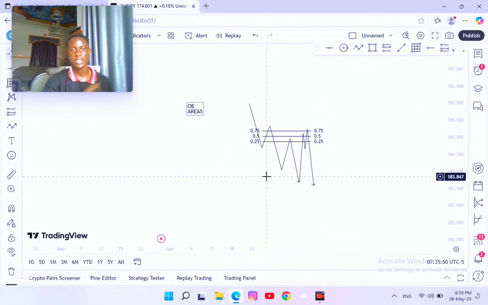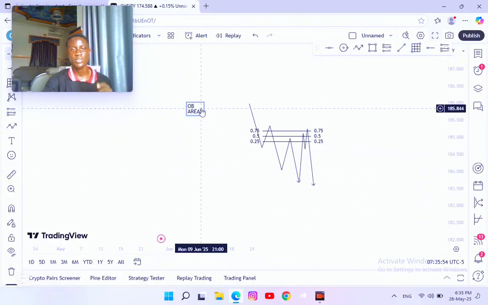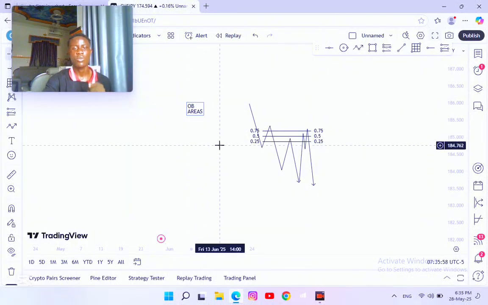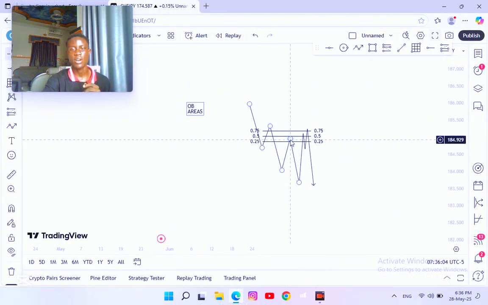Alright, so I don't make use of order blocks, I make use of areas. So if you don't understand it, you can replay this video again. The OB that SMC traders use is what I see as areas. So what determines where I'm going to take the trade after marking out this area is simply the retest. Alright, so I'll come again.